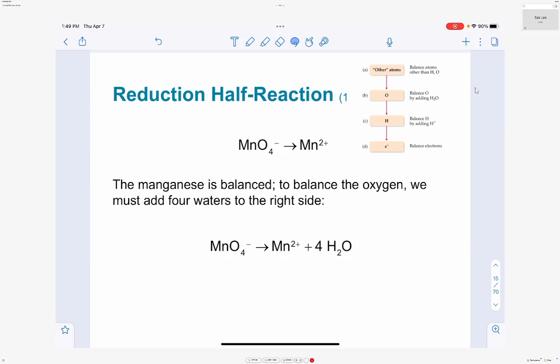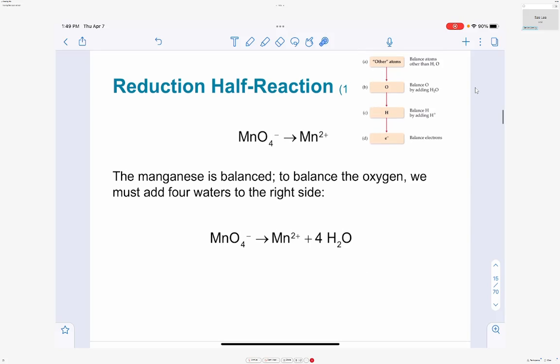Okay, so we start by balancing other atoms than hydrogen and oxygen, right? Other atoms besides hydrogen and oxygen. But since manganese is already balanced, we have one manganese, so balanced. So we will move on to balancing oxygen. Since the left side has 4 oxygen, the right side has none, we will add 4 water on the right side so that we have 4 oxygen on the right side. So we balance oxygen by adding water.